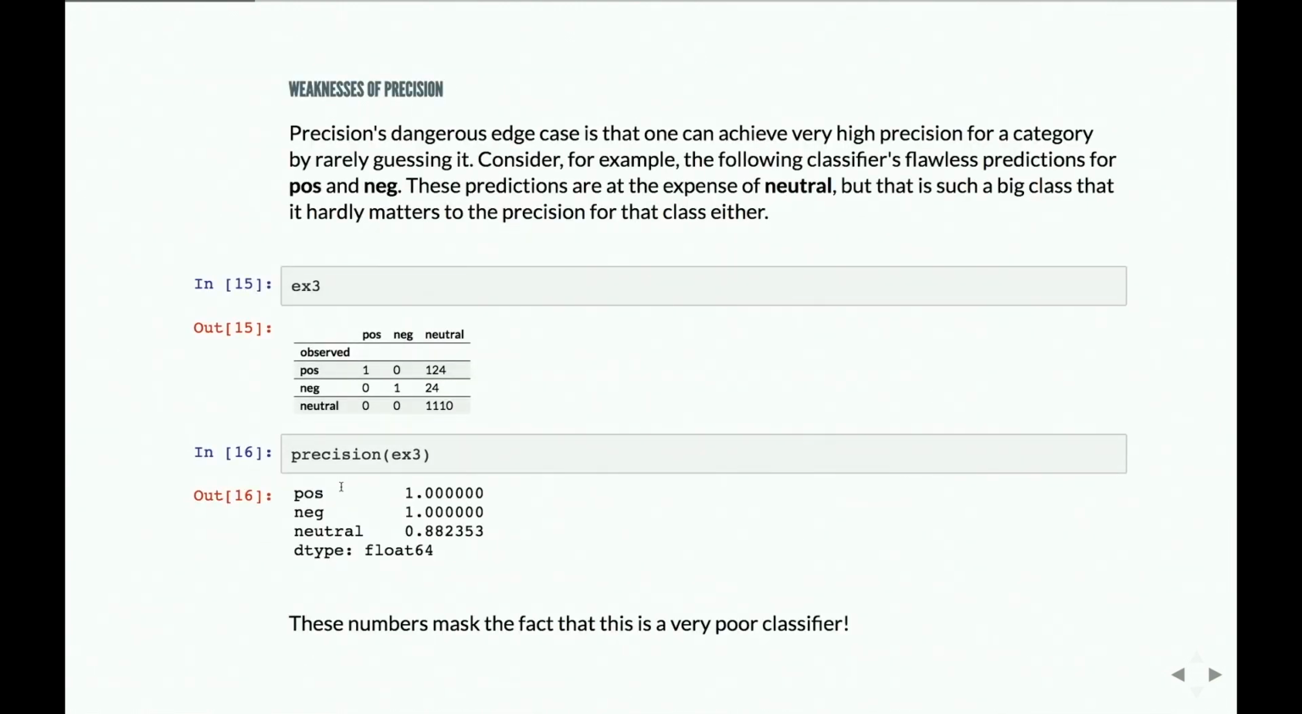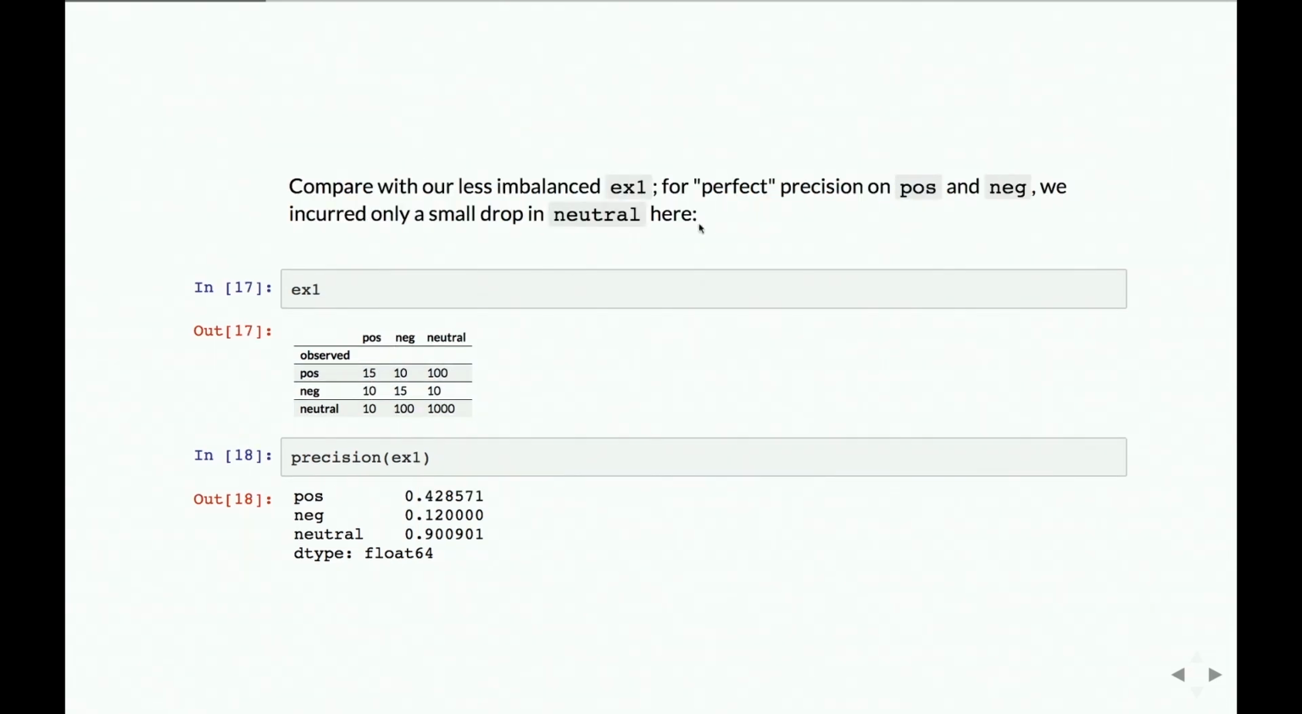The weaknesses of precision. Precision's dangerous edge case is that you can achieve very high precision for a category by rarely guessing it. So consider this one here, example 3. What I did is just make a minor change where I have it predict once for each of these, and it happens to be correct. I think this is not a good classifier in some intuitive sense, but its precision is perfect for positive and negative because it just withheld judgment for all but these 2 cases where it could do well. Compare that with example 1, where the precision was pretty low here, but it's intuitively got a better grip on the positive and negative categories.